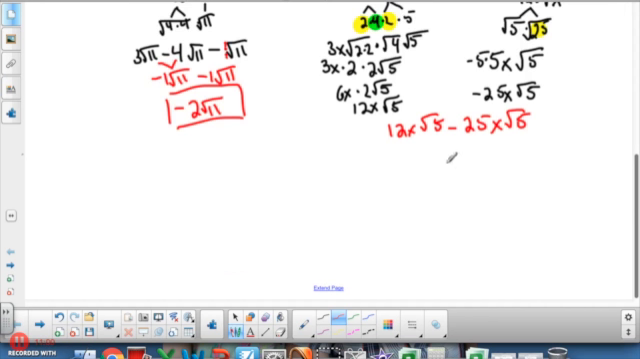Whenever you have a problem that looks really scary, but I have like bases, so I know that my answer is going to be root 5. That x is also a like term, so the x is still going to be there. So the coefficient, the thing I really have to worry about, is 12 minus 25. Well, that is a subtraction problem that gets me -13.